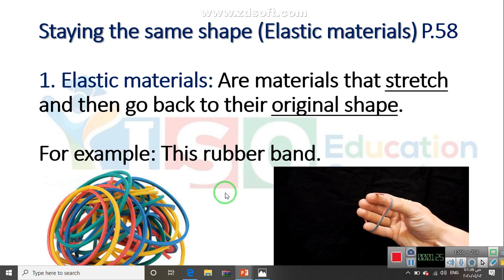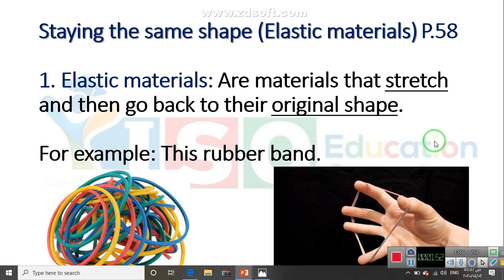Look at this rubber band, for example. Actually, a rubber band is an elastic material. It's made out of elastic material. This is what I call a rubber band. Look at the way it stretches and goes back to its original shape.